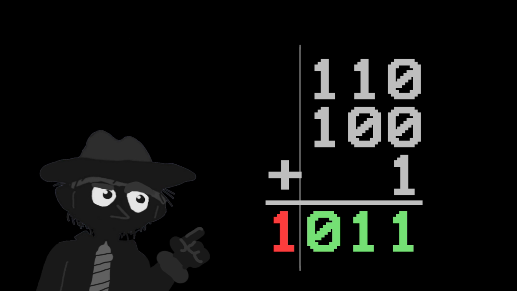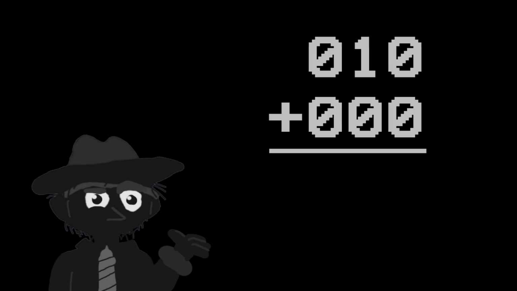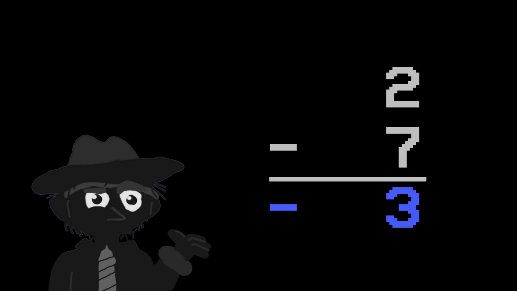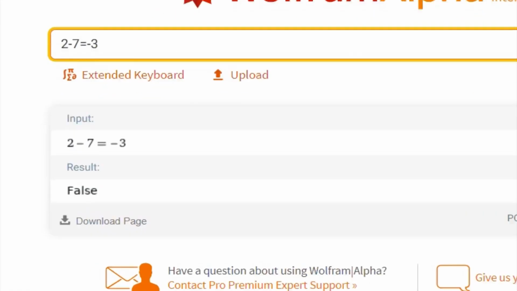So this answer can actually be read as positive 3, which is correct. However, that's not all. If we get a negative number, we have to do one more thing. Say we try 2 minus 7. We invert the 7 and add 1. The 4th bit is a 0, so this says negative 3. I checked this and that's not right.